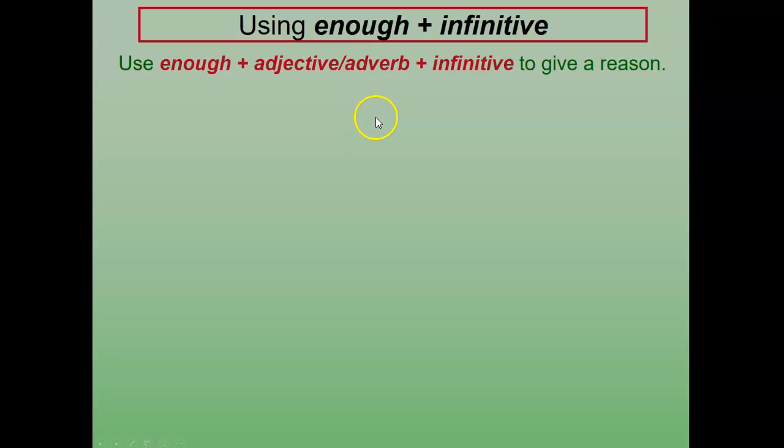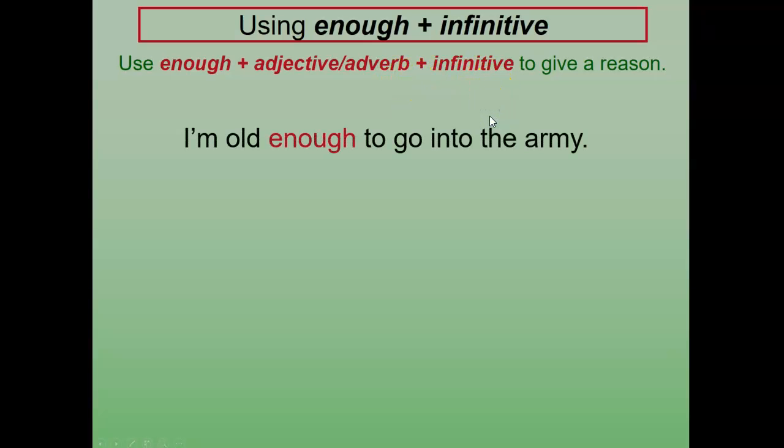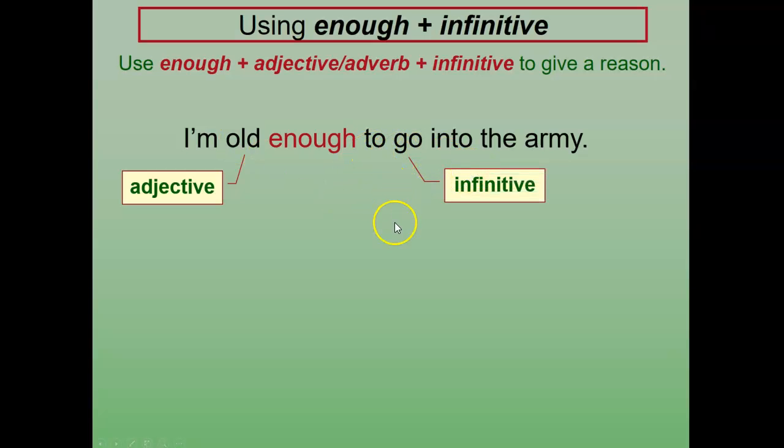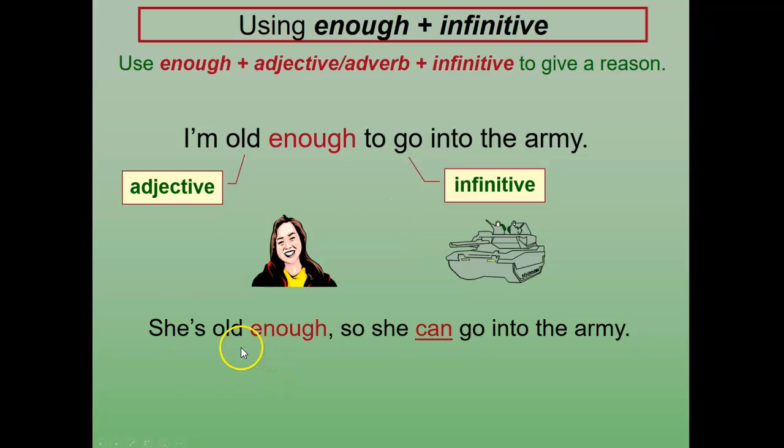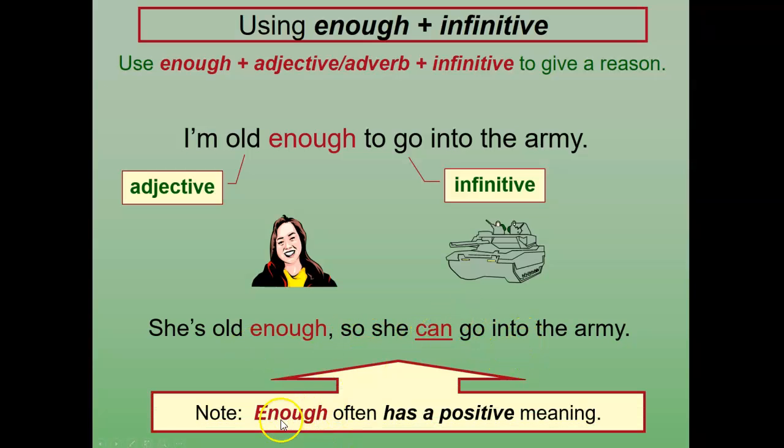Another way that we use infinitives is with enough. We use enough plus an adjective or adverb plus an infinitive to give a reason. I'm old enough to go into the army. Notice the use of the adjective plus enough and then the infinitive. With enough, it means that she has enough years, or her age is appropriate, so she can go into the army. Enough usually has a positive meaning.